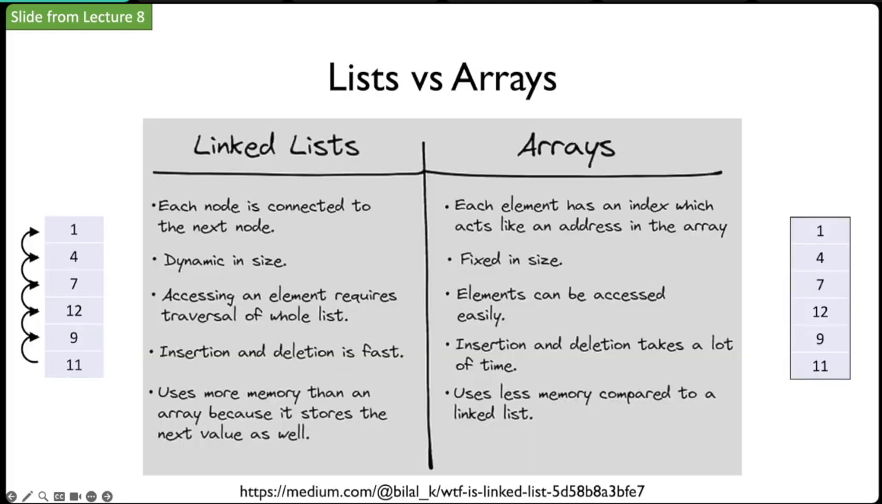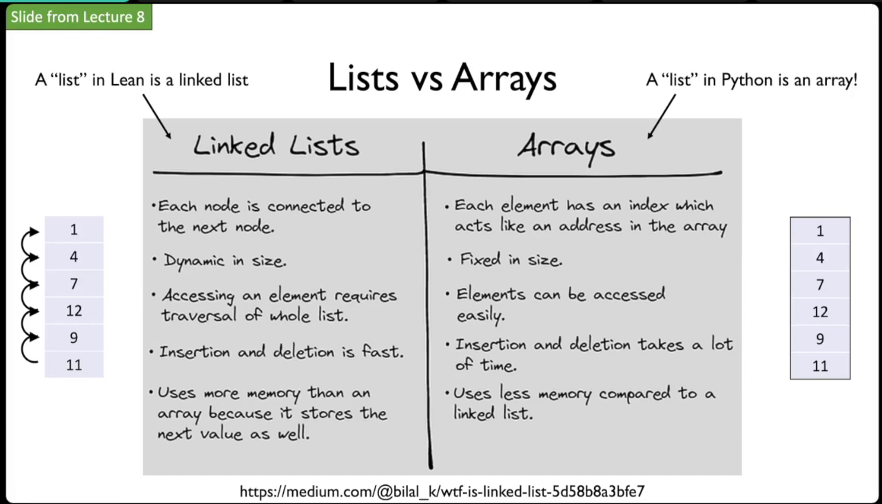And almost finally, we have lists and arrays. We talked about how lists in Lean are linked lists. Arrays are also in Lean, and we'll see that briefly. A list in Python is actually an array. If you want to implement a linked list in Python, you'll have to do it by hand or import something that's not in regular Python. And some of the differences between these are illustrated here in terms of their pros and cons.